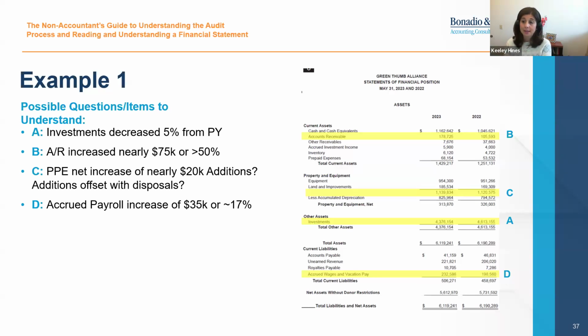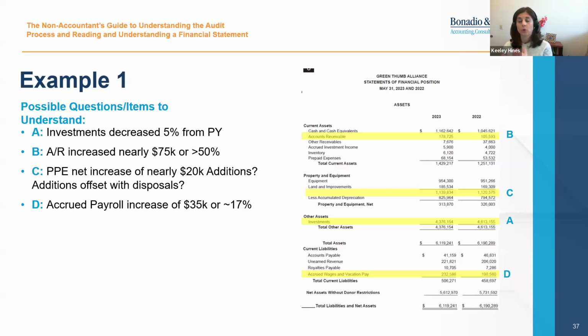Looking at tick mark B, your AR increased nearly $75,000. They're up about 50%. So what is accounts receivable? Accounts receivable are amounts owed to the organization. So if I were taking a look at this financial statement, I would want to say, what's going on? Are we not collecting from these third parties that owe us something? Maybe there's a story to be had.